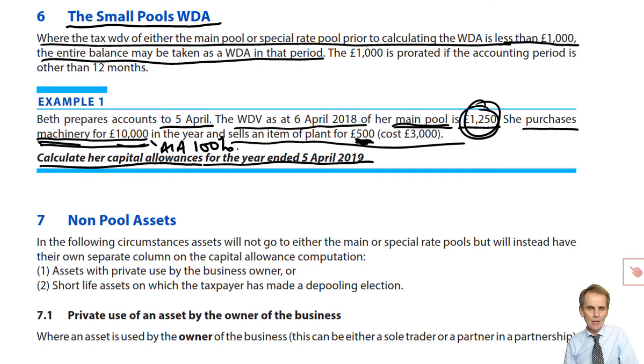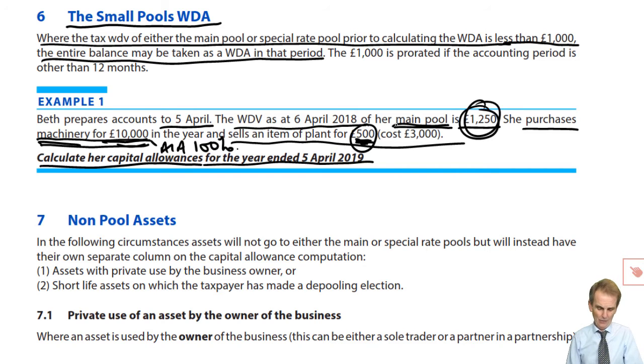Now again, if there were any other additions that rank for WDA, those would go in before dealing with disposals. The only thing to be dealt with after dealing with disposals and after computing the available WDAs would be any FYA expenditure, i.e. the low emission cars. But otherwise, pick up your tax written down value brought forward, bring in your AIA expenditure, look for any main pool or special rate pool expenditure, i.e. other additions, i.e. cars, put those in, and then deal with disposals. Well, we haven't got any cars bought during the period, so it's just the disposal.